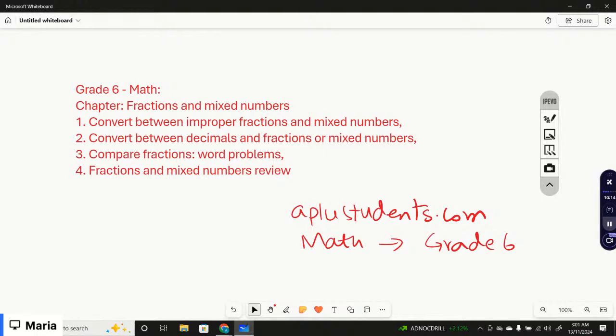We're going to start with the chapter fractions and mixed numbers. The lessons we're going to cover today are convert between improper fractions and mixed numbers, convert between decimals and fractions or mixed numbers, compare fractions word problems, fractions and mixed numbers reviews. Please make sure you have your notebook and pencil so that you can note down the important examples and definitions as well.